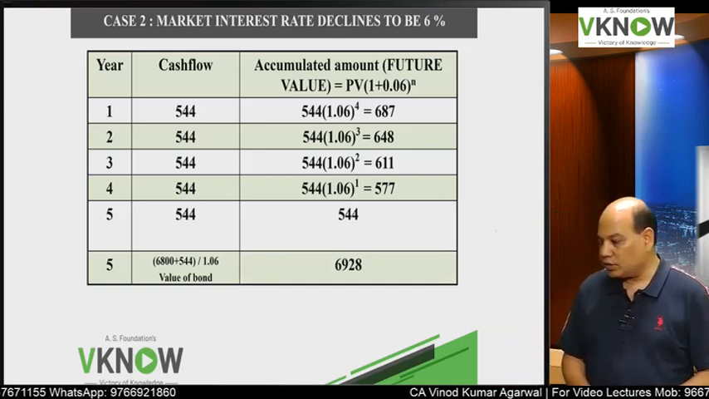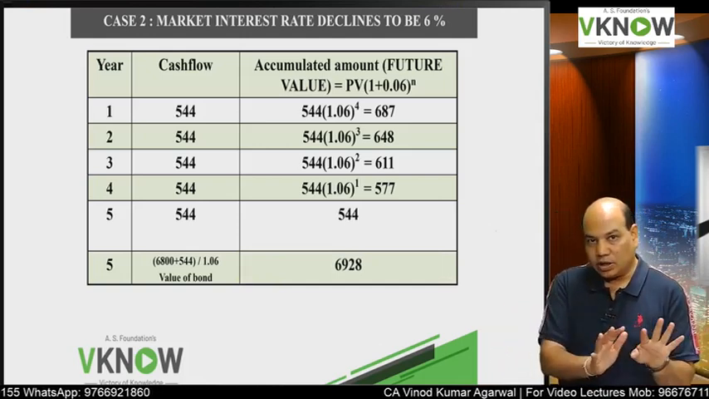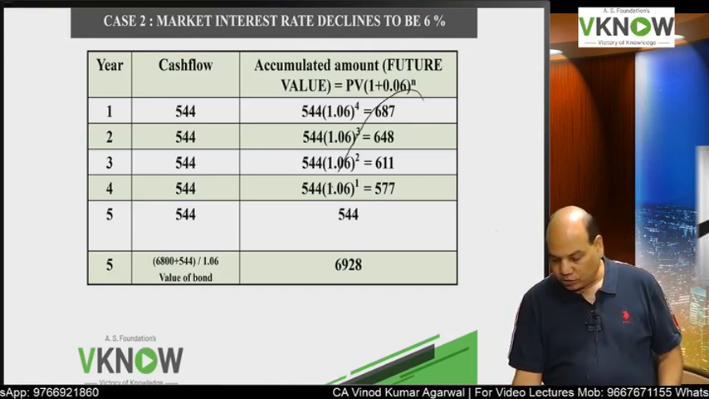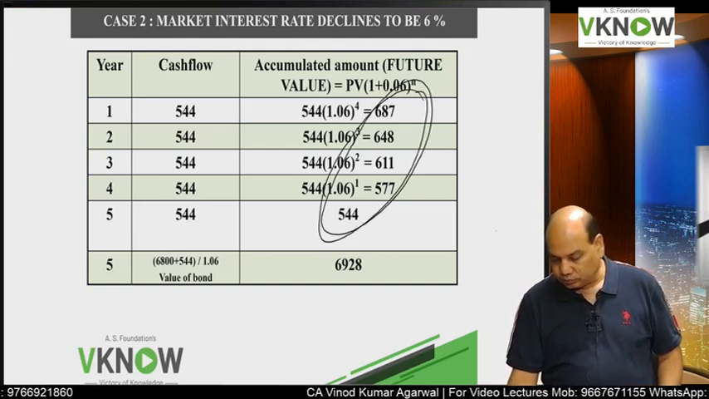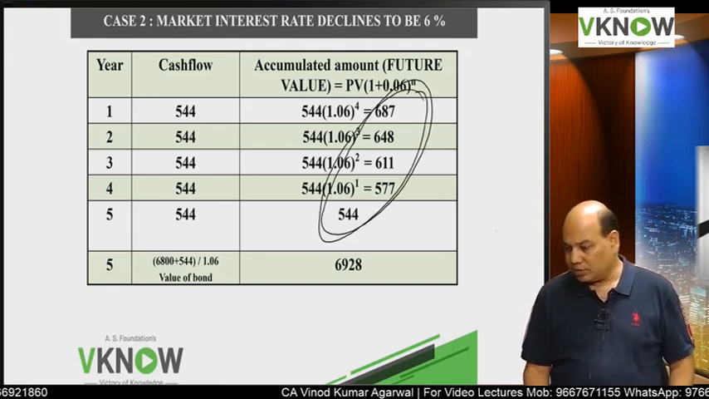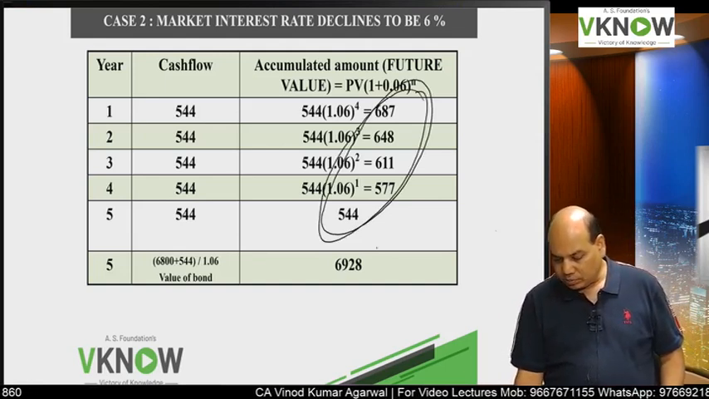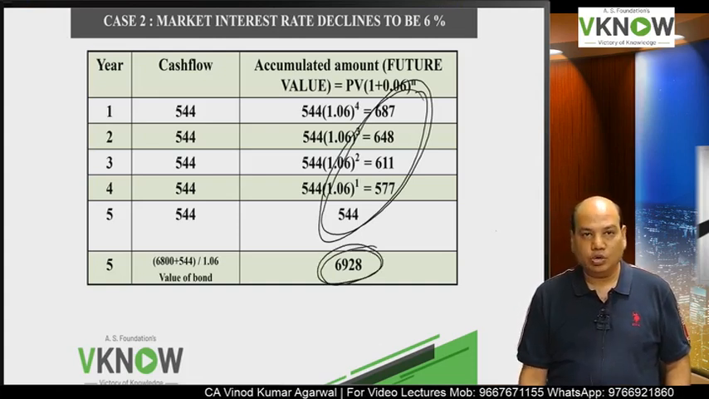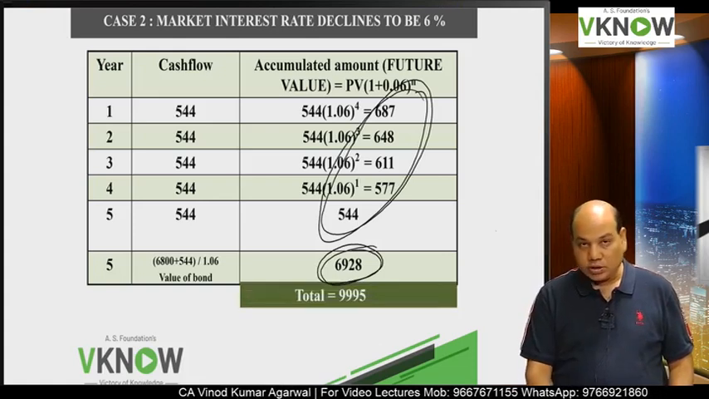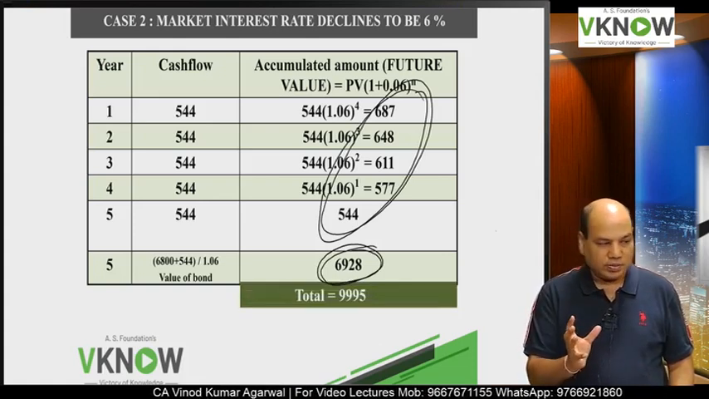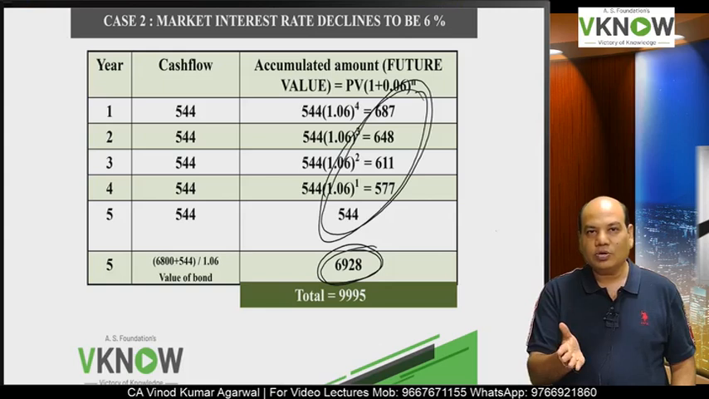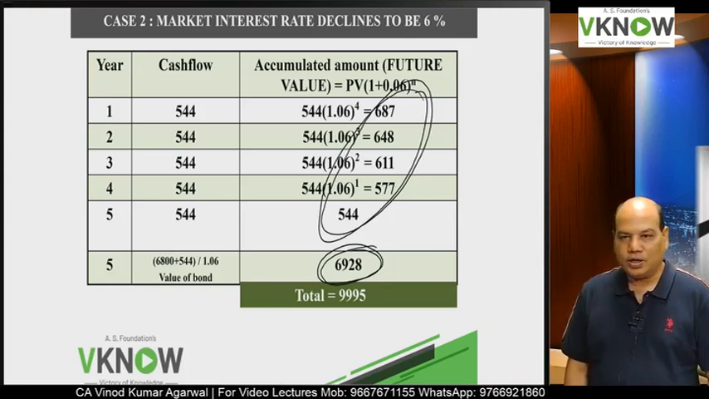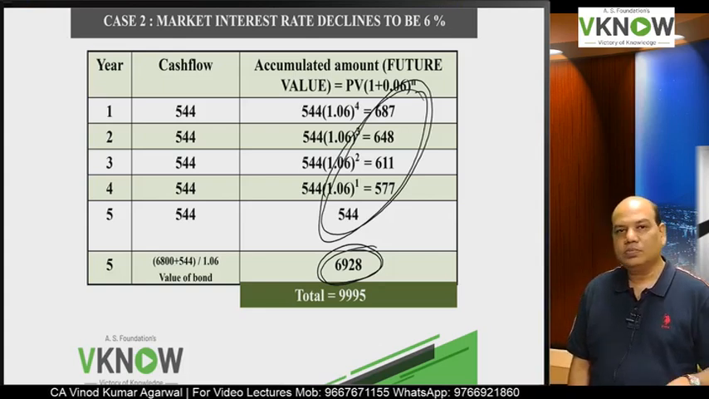And that is the interesting part, that even if the market rate has gone down, you have lost on the coupon part, the reinvestment income part, but you gained here on the value of the bond part. And your answer is, surprise, very close to 10,000. That is 9995.